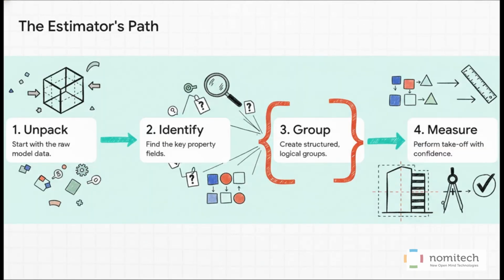So the path an estimator follows is actually pretty straightforward. You start with all that raw model data, you figure out which of these key property fields matter, you use them to create your own logical groups, and then you can measure with total confidence. Let's break down the fields that make this whole thing possible.